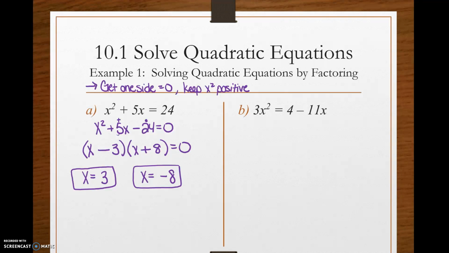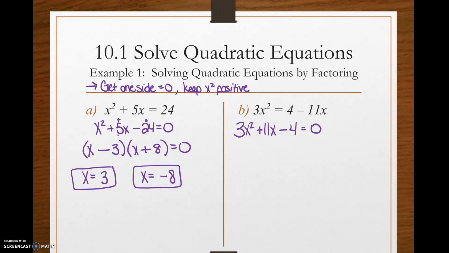Okay, in B, what do we need to do first in B? But if we subtract 3x squared, then our x squared term is negative. So I want to leave this here. We need to subtract 4, you guys were right, and add 11x. I'm going to do that all in one step. If we add 11x, we will have plus 11x on the left. If we subtract 4, we'll have minus 4 on the left, and then we'll have 0 on the right.